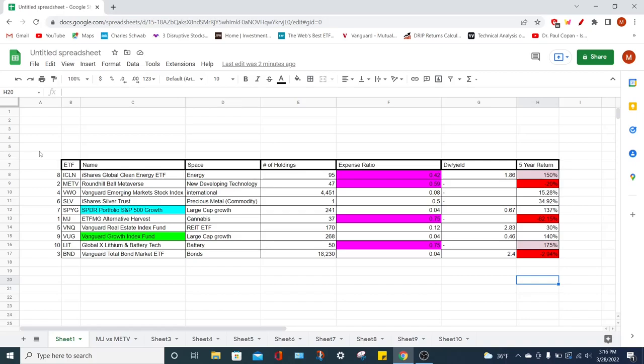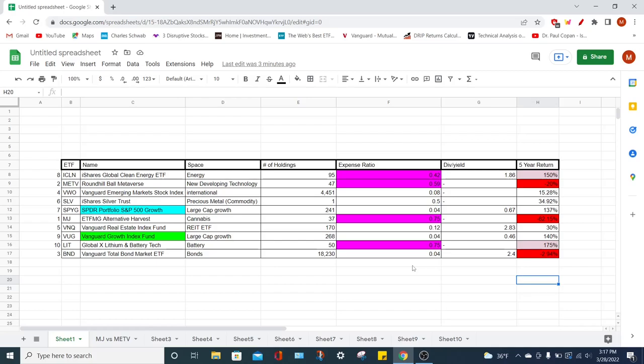On screen right now, you can see the ETF ticker symbols, which I just went over, their names, which correspond to those ticker symbols, the space that they operate in, the number of holdings these ETFs or exchange-traded funds actually have and will diversify you into by buying one of these ETFs. Next to that, I have the expense ratio, and to me, anything above 0.25 is very expensive for an expense ratio, so I highlighted the ones that I think are actually too expensive.